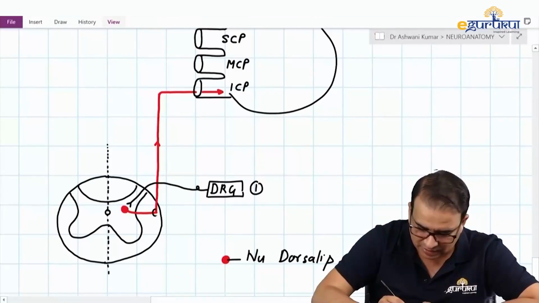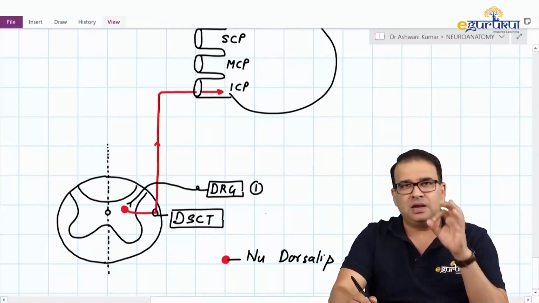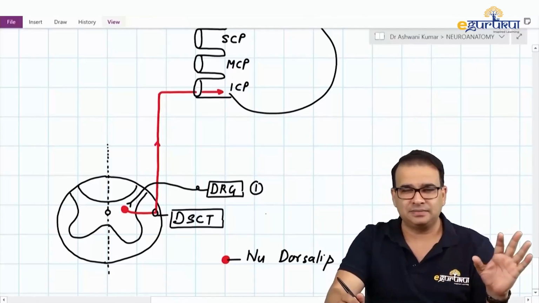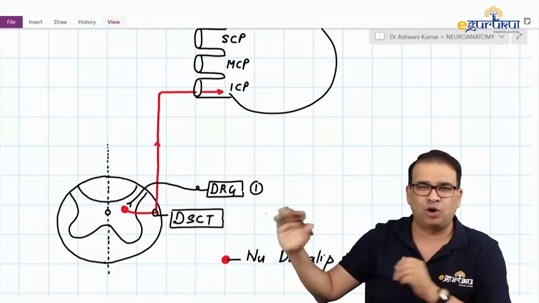And this tract here is called the dorsal spinocerebellar tract. I'm writing in short, guys, DSCT, dorsal spinocerebellar tract. D for dorsal, D for direct, the one which just directly goes inside the cerebellum on the same side.